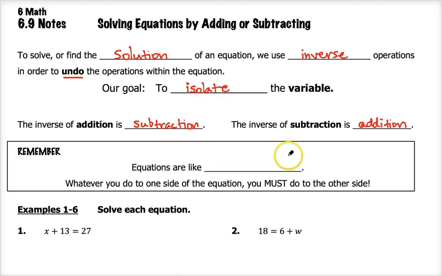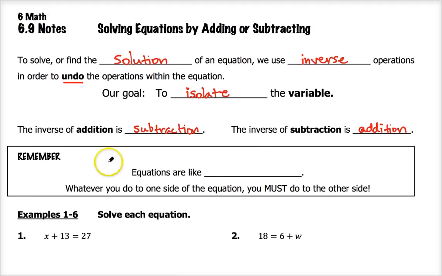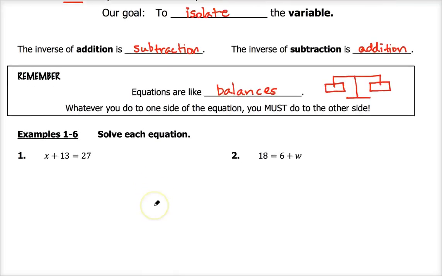And one important tip to remember is that equations are like balances. If you've ever used a balance in science class, you know that in order to keep a balance balanced, whatever you do to one side of the balance, whether it be adding weight or taking away weight, you have to do the exact same thing to the other side of the balance. So anything we do to one side of an equation, we must do the exact same thing to the other side. So let's take a look at each of these examples and practice solving these equations.